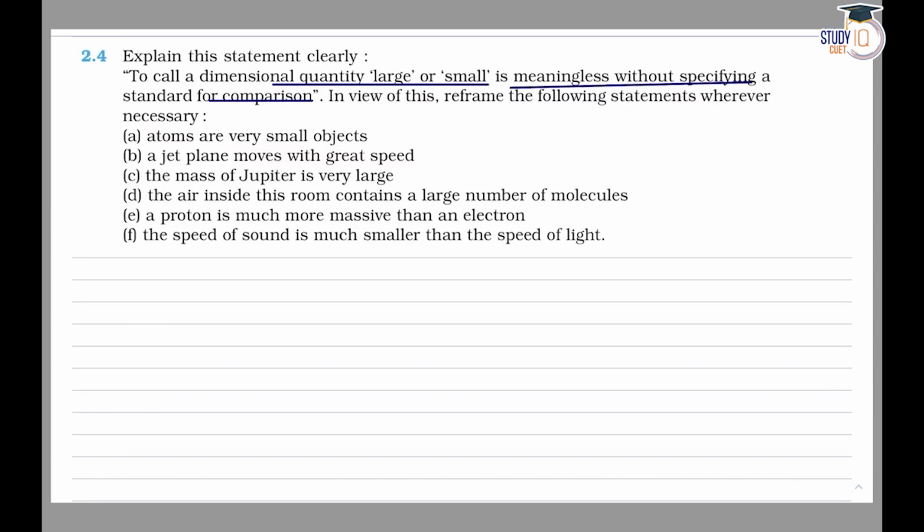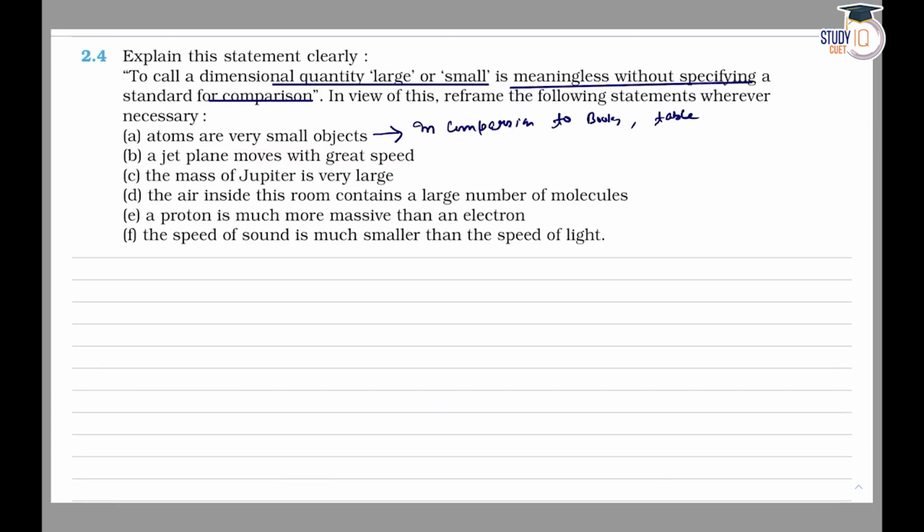For example, in part A, atoms are very small objects. Atoms are small in comparison to what? In comparison to the objects which we use in daily life. Atoms are small in reference to, let's say, books, table, etc. So we are making the comparison between the size of books and atoms. In reference to books or table, the atoms are very small.